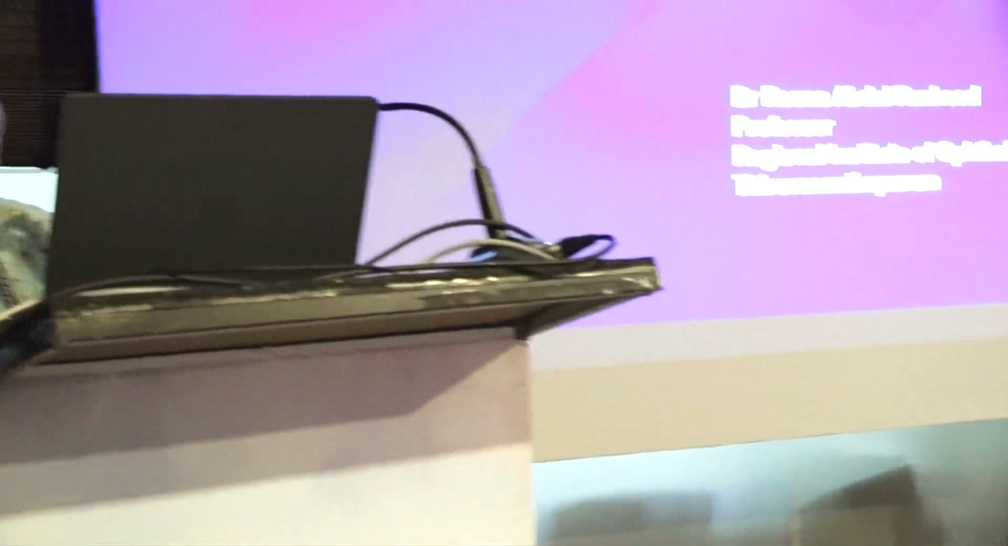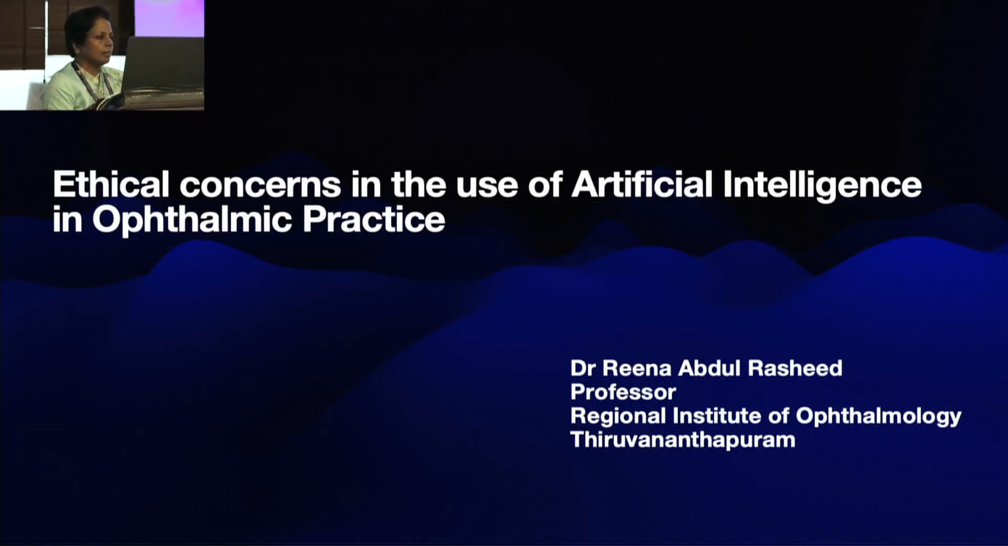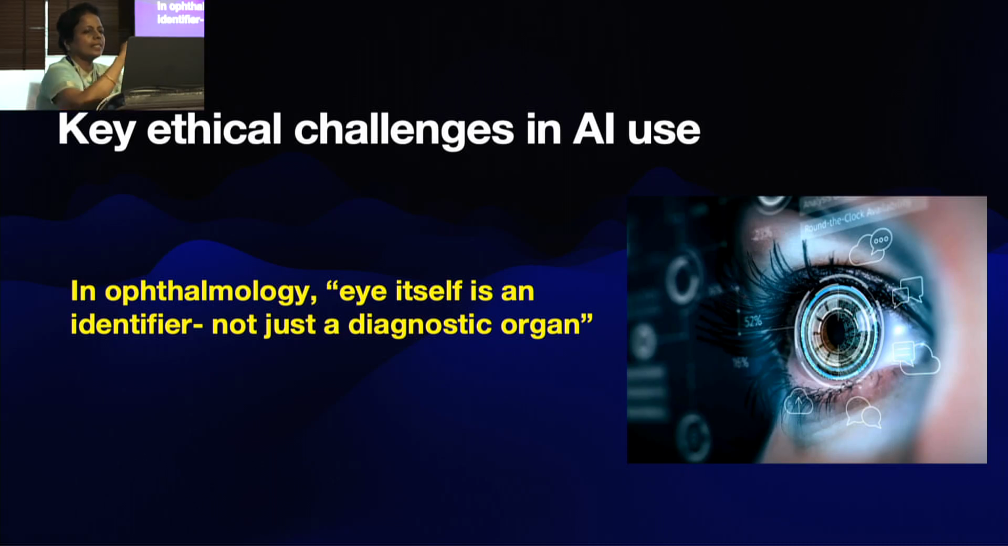So now we heard all the things AI can do for you. Its possibilities are immense. Now I will be talking about what AI cannot do, or where AI can mislead you. Among the key ethical challenges, the most important point to remember is that the eye is not just a diagnostic organ. Actually, it is an identifier.